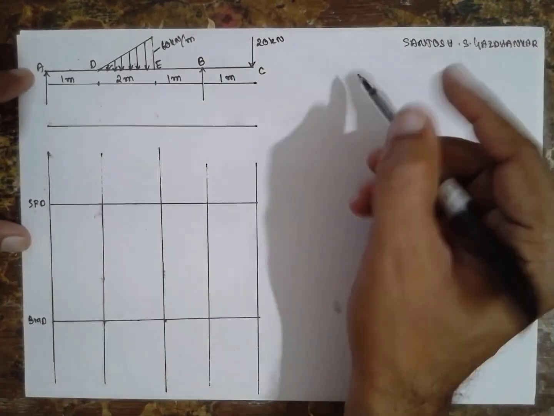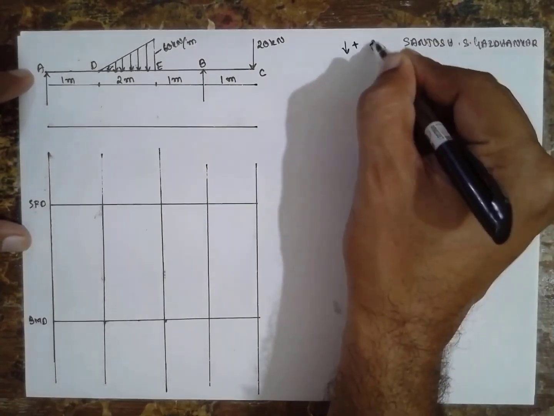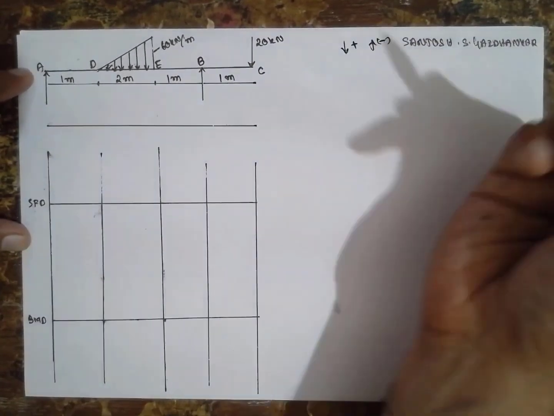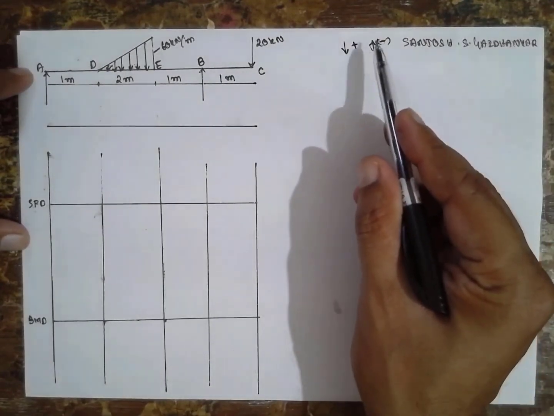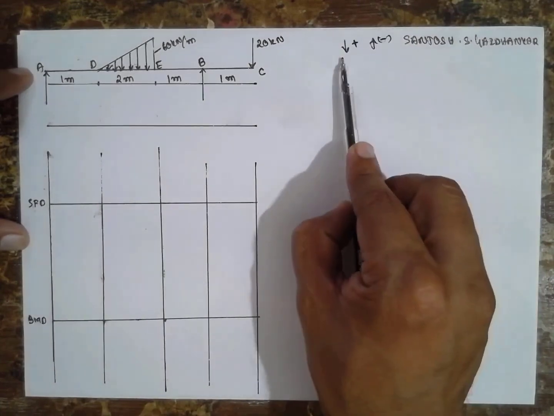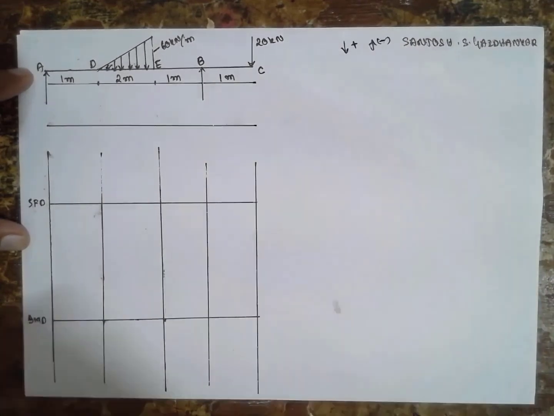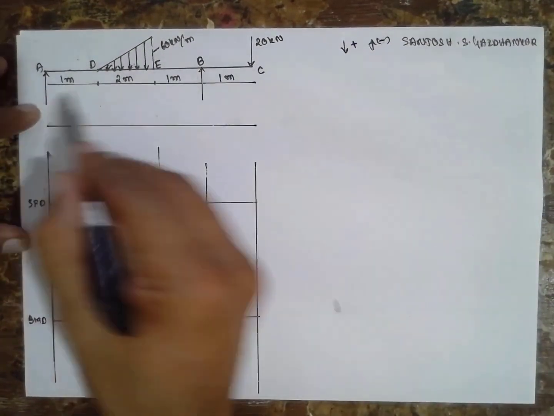First I will consider shear force upward as positive and this one as negative. From the bottom I am considering as positive, and from the top I am considering negative. This arrow indicates positive and this is nothing but negative here. Now first I am going to find out the reactions here.